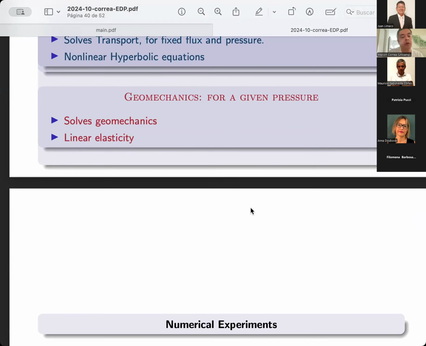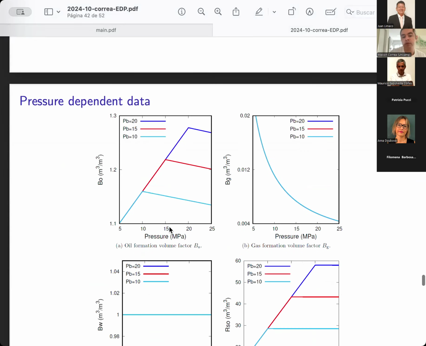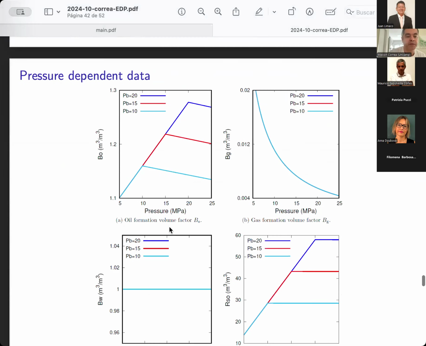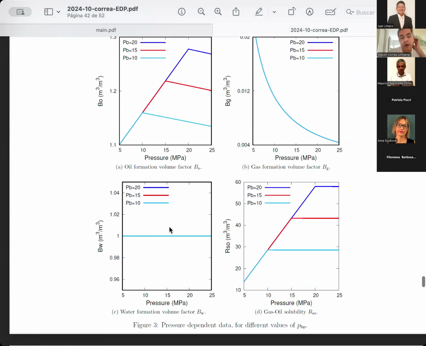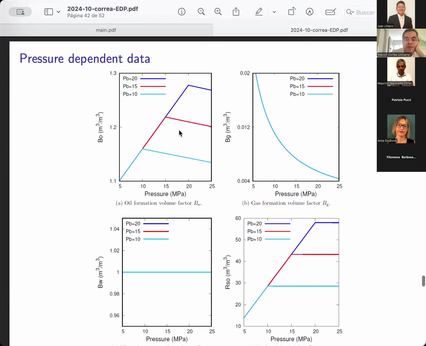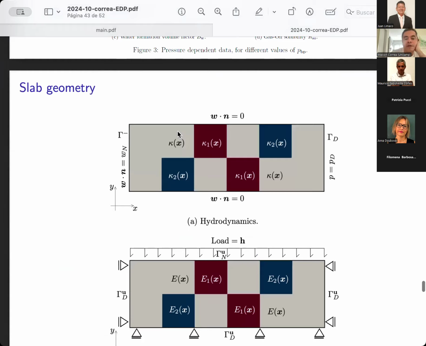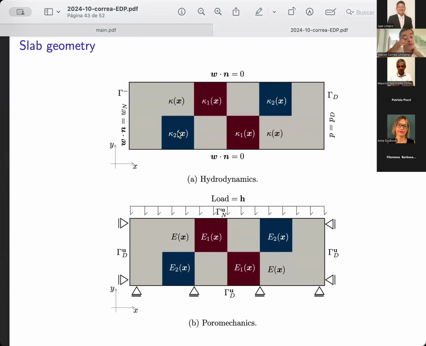They combine pretty well. If I have time, I will show some numerical experiments just to show the solution. We have different solutions, different problems. So this is the pressure-dependent data. I will not take long here, but this is really nice. So we are solving a slab geometry. It's kind of this two-dimensional problem.